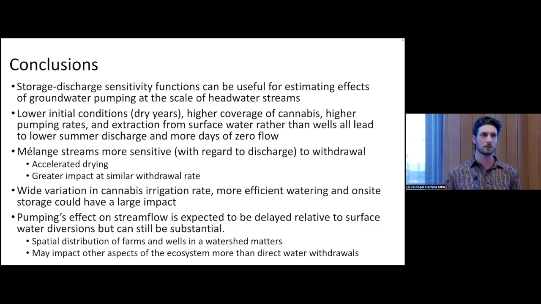I'll just say that this might seem like I'm advocating for pumping rather than surface water diversions, but there still might be important impacts that we should consider from groundwater extraction, like other ecosystem level impacts on the plants that rely on groundwater tables. And this method really integrates effects over the watershed level. We know that farms are clustered on the landscape, and the spatial distribution of those farms matters too. So this is a useful method when you're thinking about the watershed level, but there are also smaller scale spatial impacts that are important.